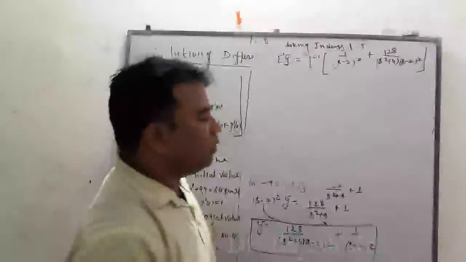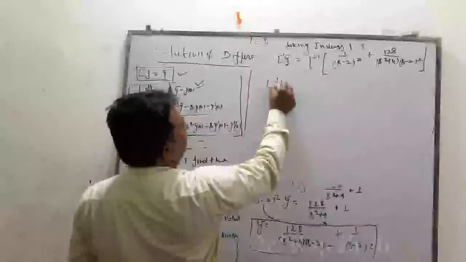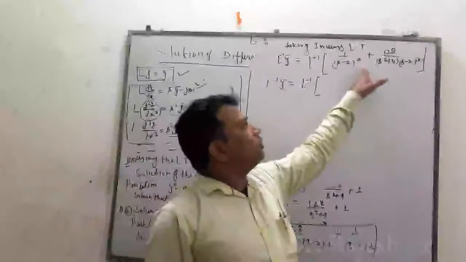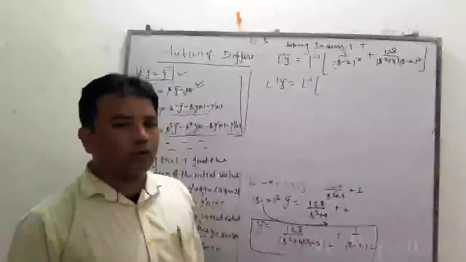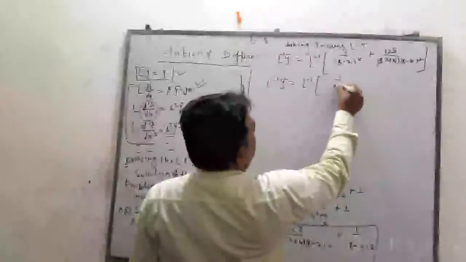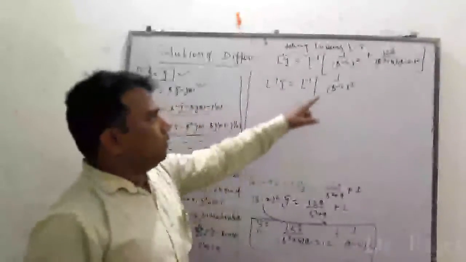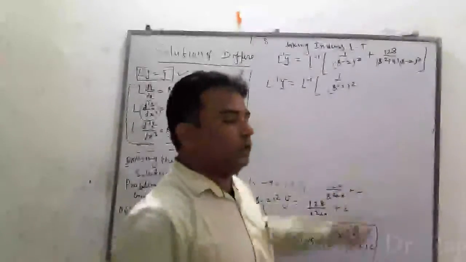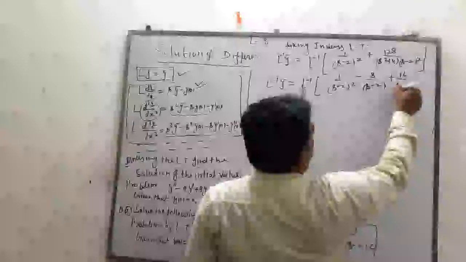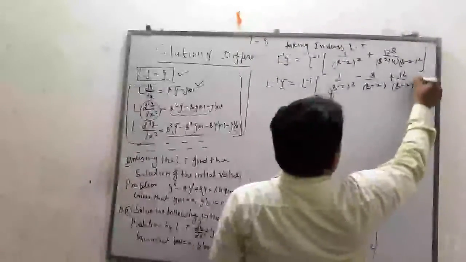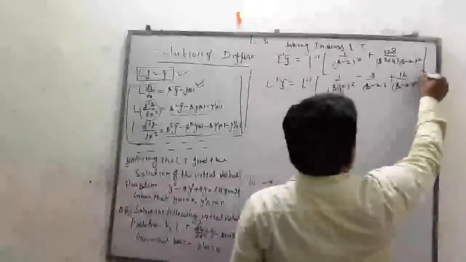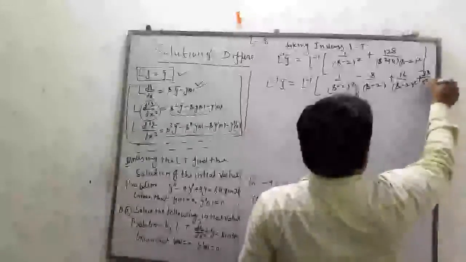partial fraction. So we write Laplace inverse of y bar equals Laplace inverse of 1 upon (s minus 2) the whole square plus 128 upon (s square plus 4)(s minus 2) the whole square. Again putting the value of this: minus 8 upon s minus 2 plus 16 upon (s minus 2) the whole square plus 8s upon s square plus 4.